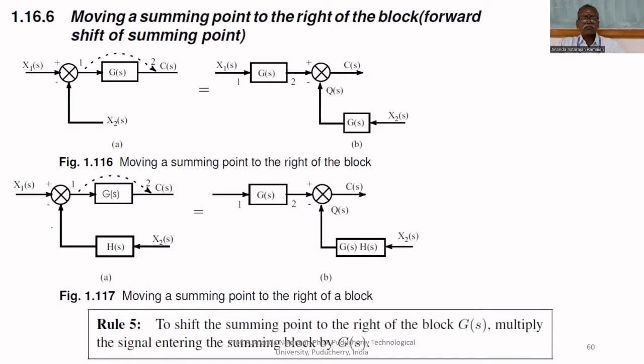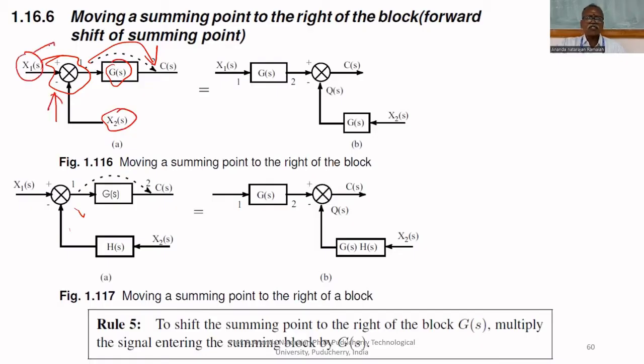Rule number 5. Suppose you want to shift the summing point forward, ahead of the block G of S. You want to shift it, then only you can simplify. But here, the x1 signal is coming in.